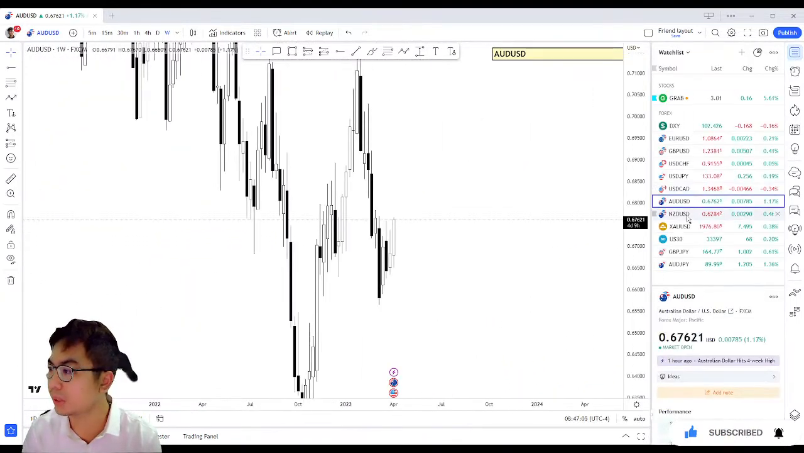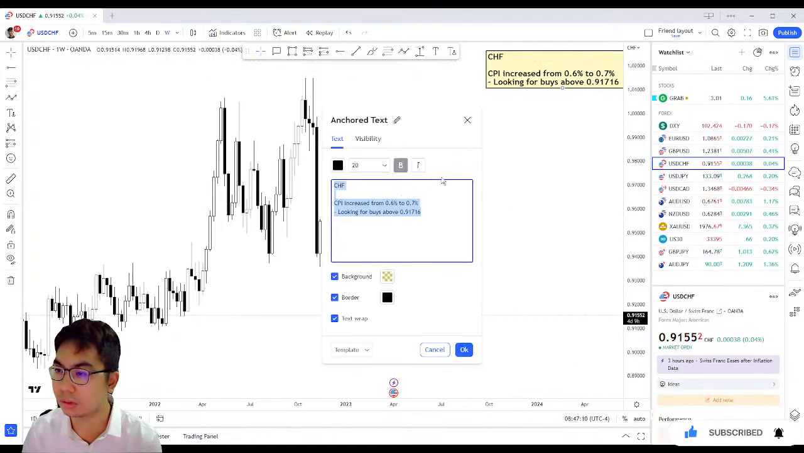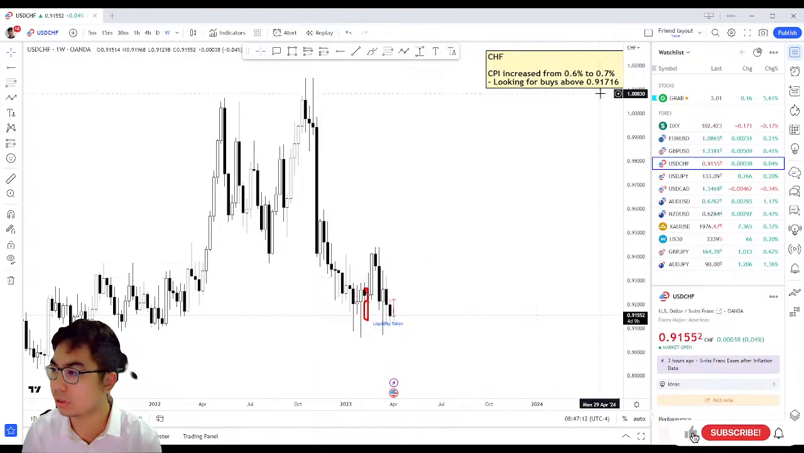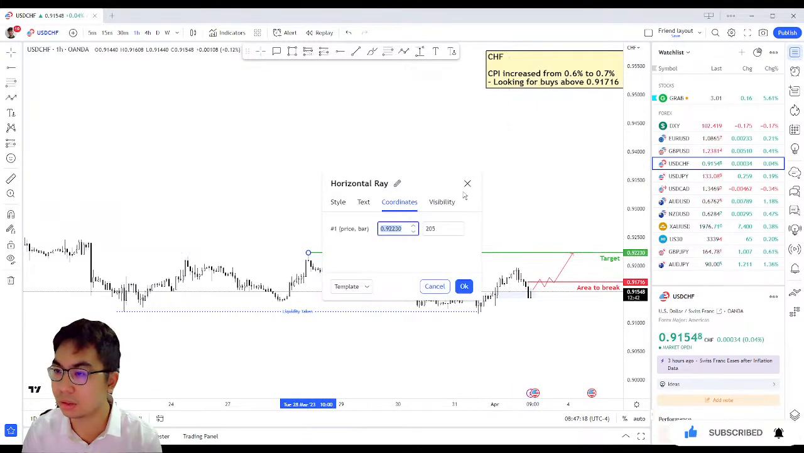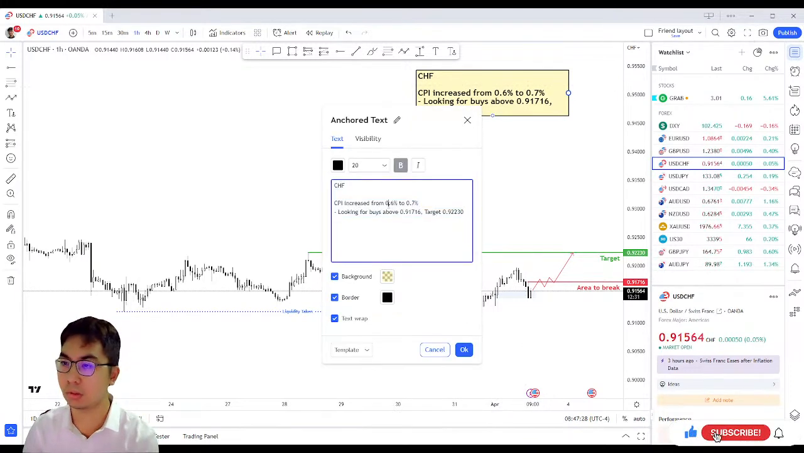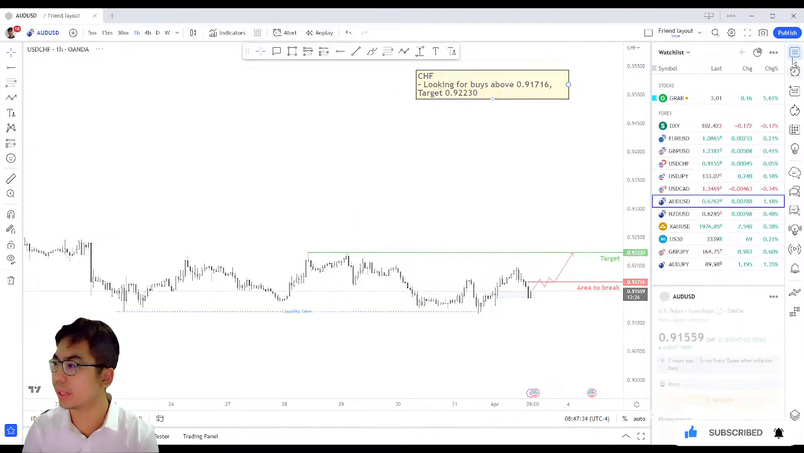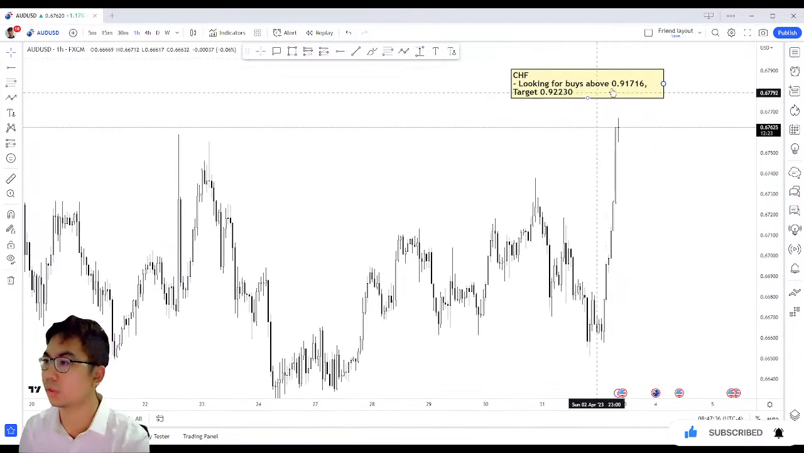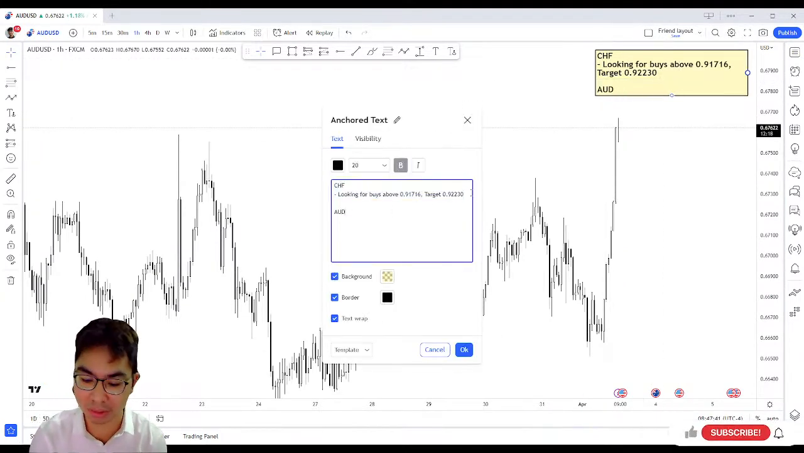Okay, wait, give me a moment. Let me copy my text first. Let me write down the target area. Price targets that area. Target. Okay, next, let's go back. AUD USD, let me check. Is there any setup that we can take?